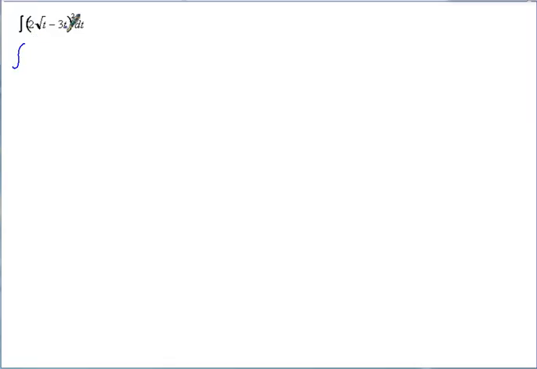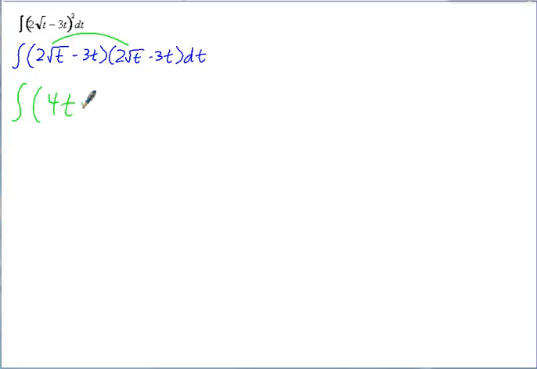So there's no product rule. So let's just go ahead and rewrite this. Since it's squared, it's 2 square root of t minus 3t times another 2 square root of t minus 3t. And let's just multiply it out so that we don't need the product, because there is no product rule for integration. So we still have to integrate, so we leave the integral sign there. 2 square root of t times 2 square root of t. Well, 2 times 2 is 4, and the square root of t times the square root of t gives you t.